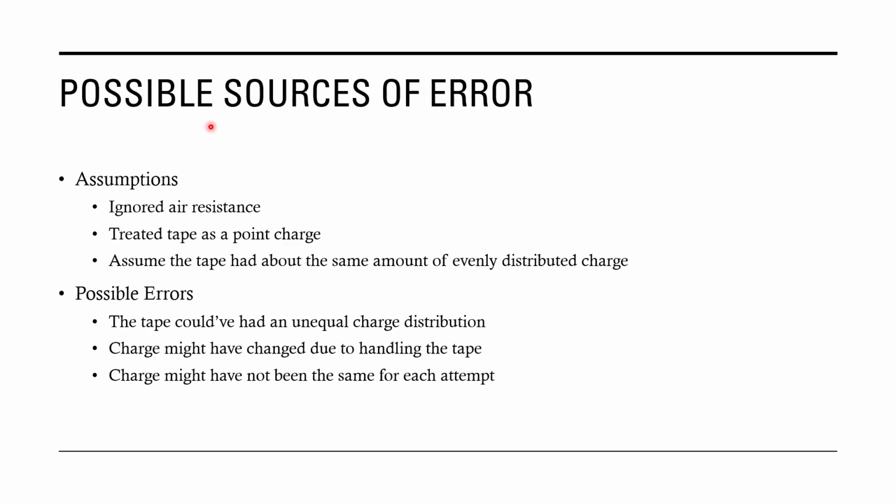Now, possible sources of error. Since we ignored air resistance, treated the tape as a point charge, and assumed the tape had the same amount of evenly distributed charge, some possible errors could have been that the tape could have had an unequal charge distribution. Charge might have changed due to the handling of the tape, and charge might not have been the same for each attempt that we did.